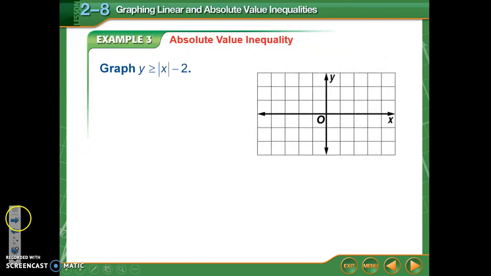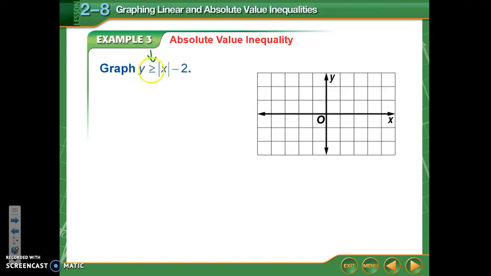Alright, let's try an absolute value inequality. We're going to graph y is greater than or equal to the absolute value of x minus 2. The good news is that this process is almost exactly like graphing linear inequalities. Okay, so the first thing we're going to do is graph the corresponding equation. So we're going to graph y equals the absolute value of x minus 2.